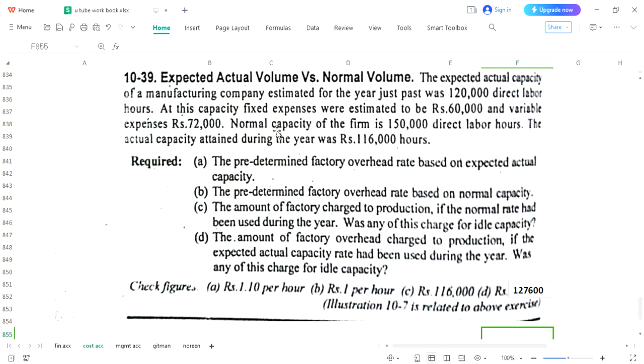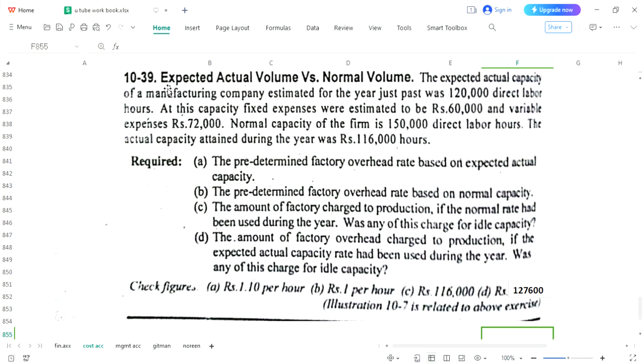Today's target is to solve question number 10.39. The chapter which we are dealing with is factory overhead variance. And since you have a complete idea, we have solved plenty of questions. The formulas and the format of this chapter are a little bit the same for this question as well.